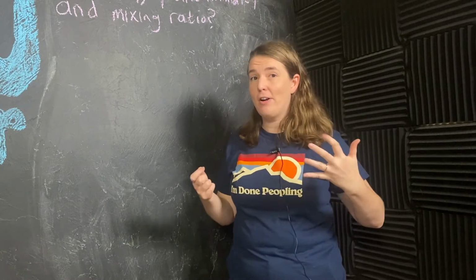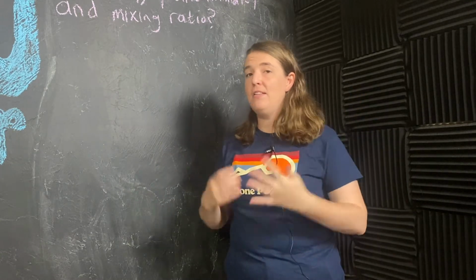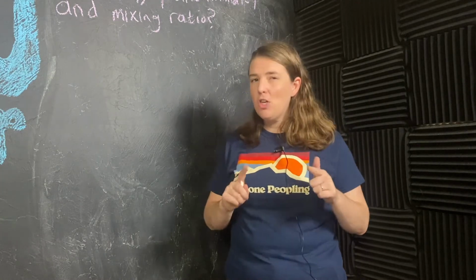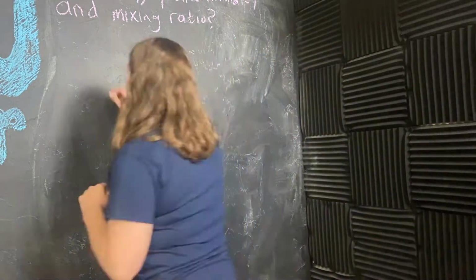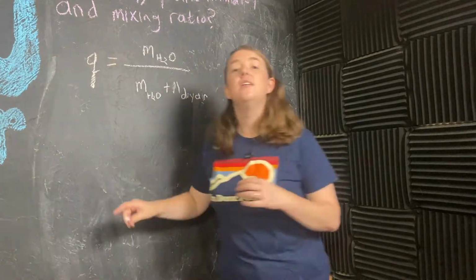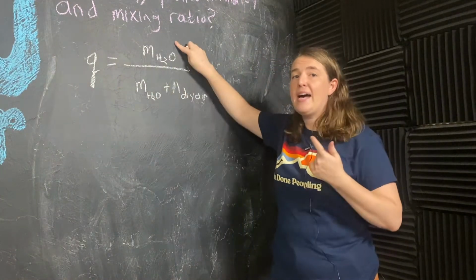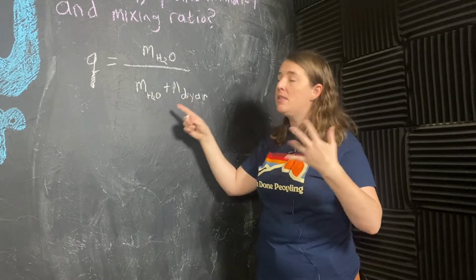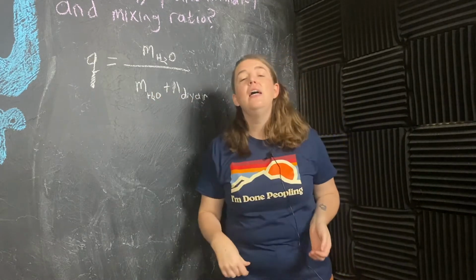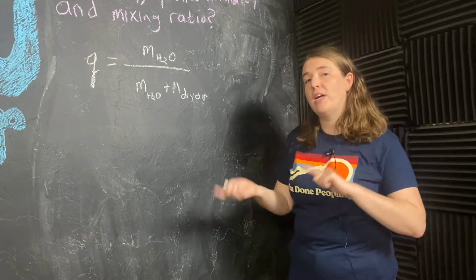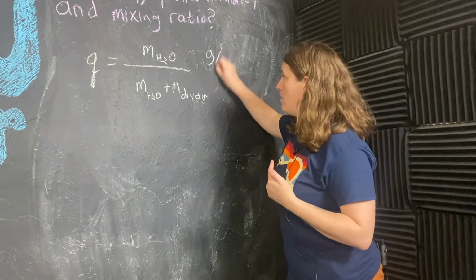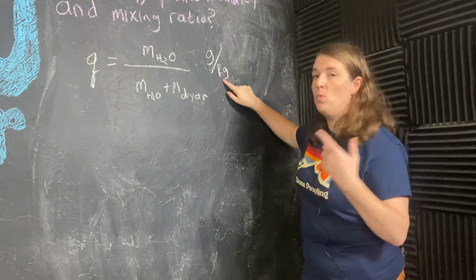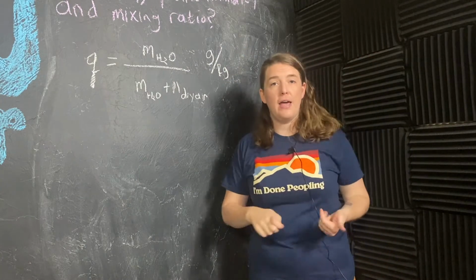Specific humidity is different from relative humidity in that specific humidity is a measure of exactly how much water vapor there is in the air right now. So specific humidity actually looks like this. Specific humidity is the mass of the water vapor divided by the mass of the water vapor plus the mass of the dry air, and this is going to have units of grams per kilogram. So how much water vapor do I have in 1 kilogram of air?